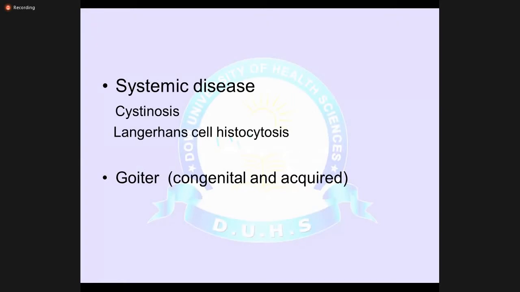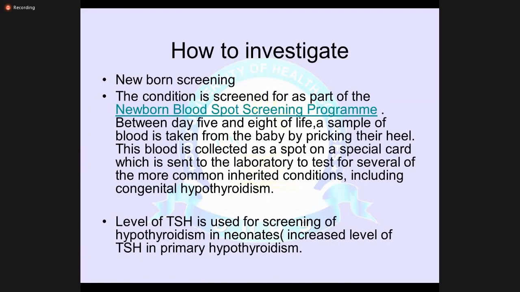So after knowing the different types of hypothyroidism and the clinical features of hypothyroidism at the neonatal age and the infantile or children age, and after knowing that hypothyroidism could be congenital and acquired, and what the congenital causes and the acquired causes are, now we should move to how to investigate a suspected case of hypothyroidism.